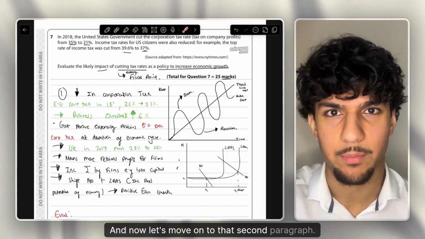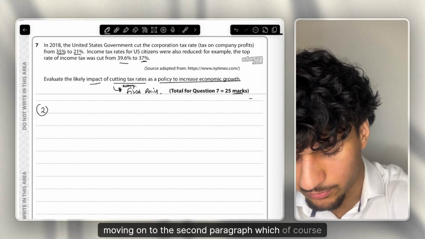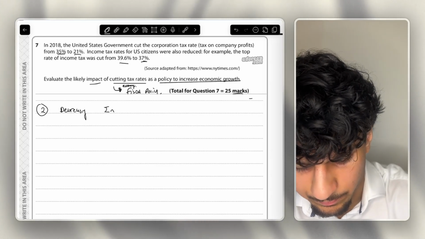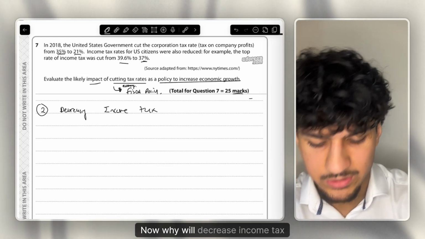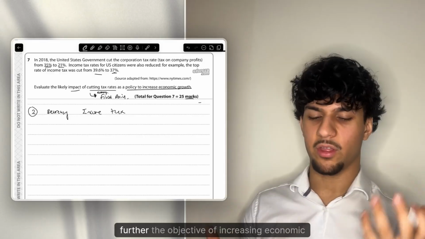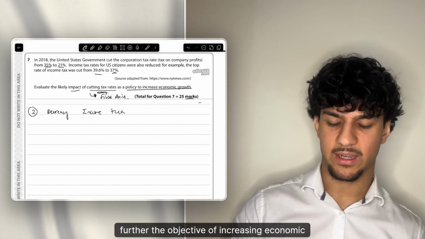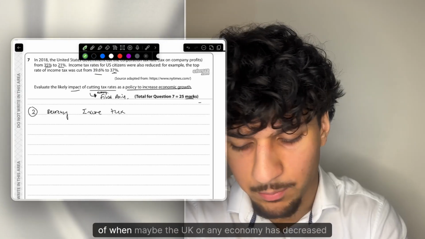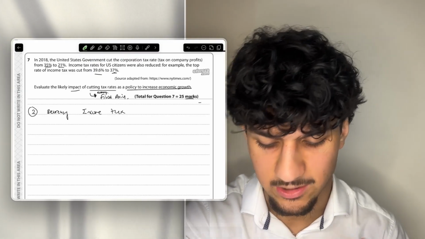And now let's move on to that second paragraph. Moving on to the second paragraph, which of course we said is going to be decreasing income tax. Now, why will decreasing income tax further the objective of increasing economic growth? Let's have a think about this. So let's firstly think about an example of when maybe the UK or any economy has decreased income tax.